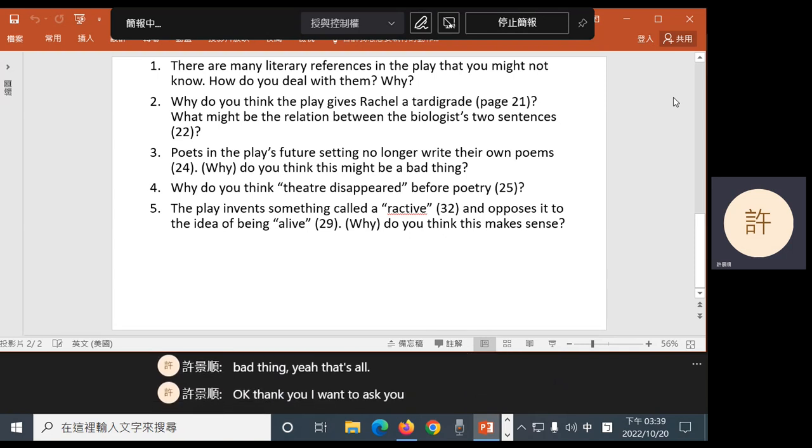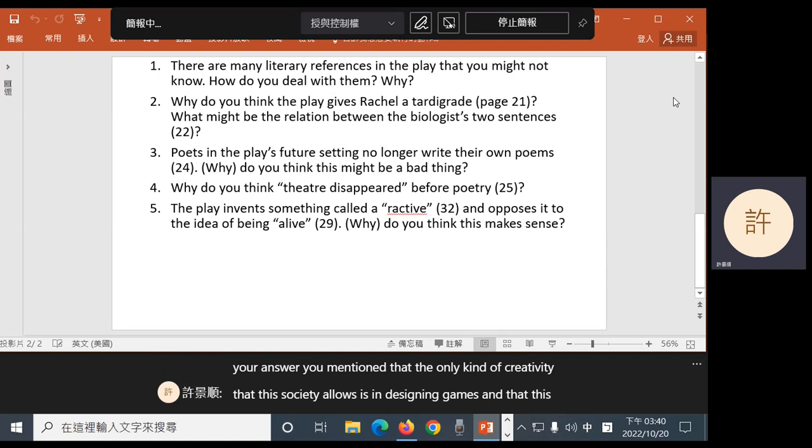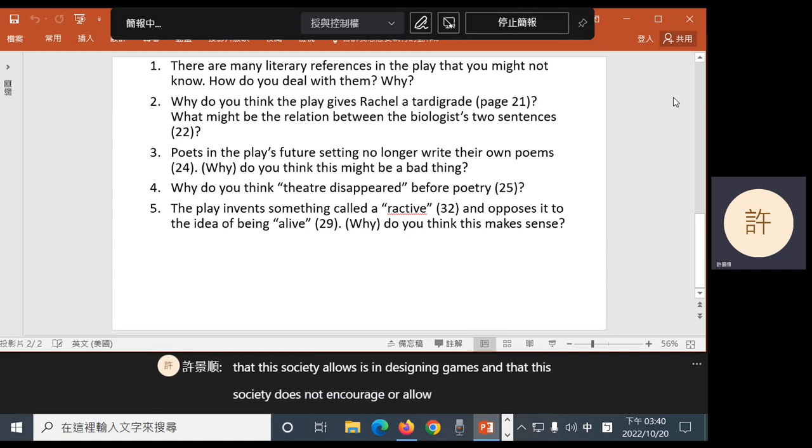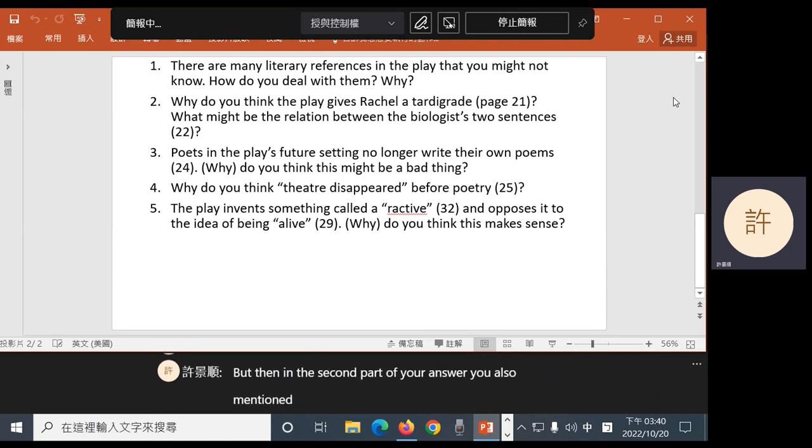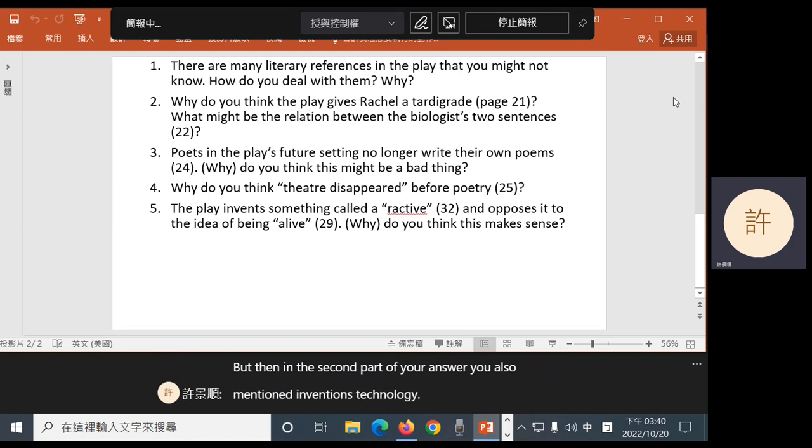I want to ask you a follow-up question. In your answer, you mentioned that the only kind of creativity this society allows is in designing games, and that the society does not encourage or allow personal creativity, like writing poems or making art. But in the second part of your answer, you also mentioned inventions and technology. Do you think technology and inventions require the same kind of creativity as poetry?